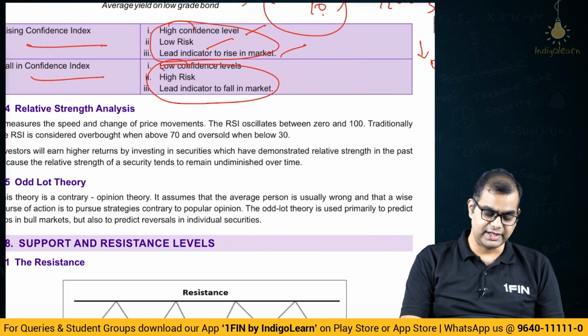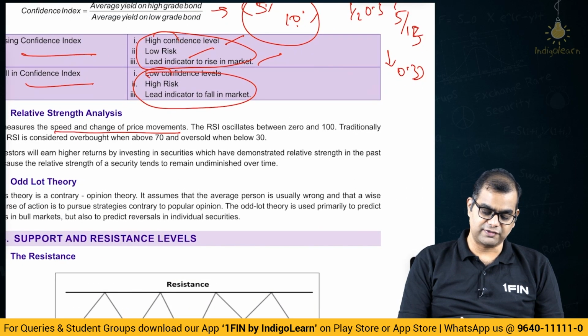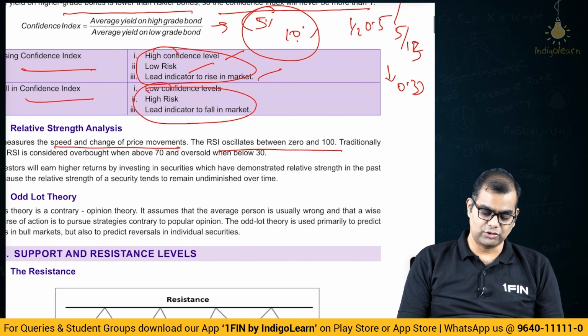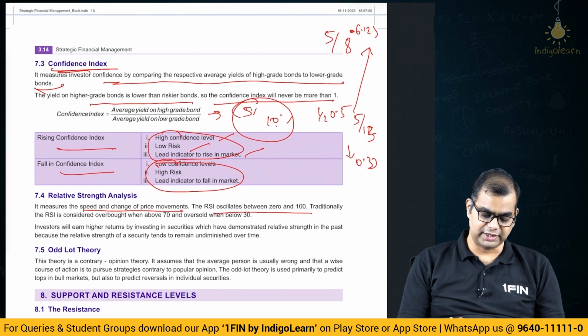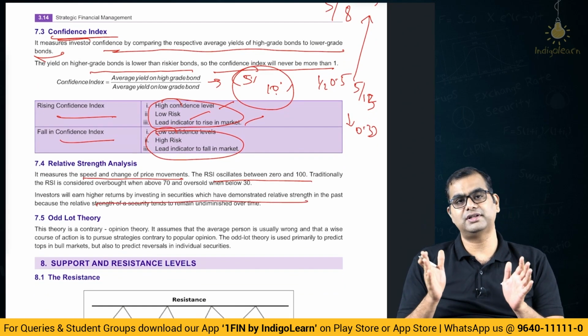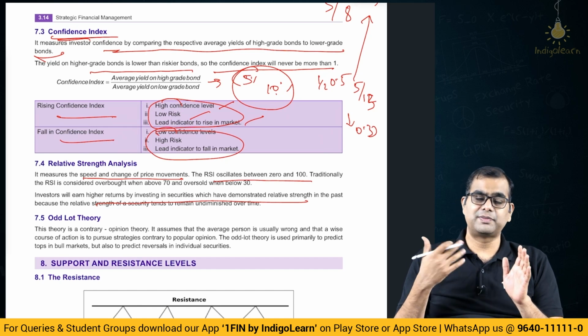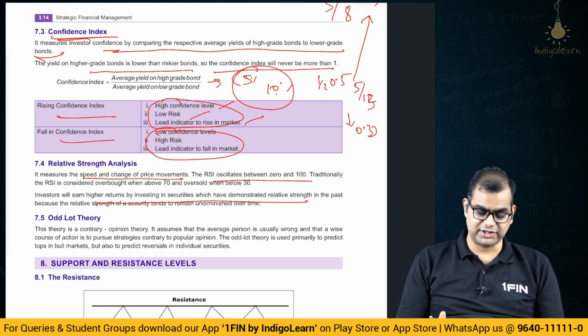Then you have something called relative strength. This measures the speed and change of price movements. RSI oscillates between 0 and 100. Traditionally, an RSI is considered overbought when it is above 70 and oversold when it is below 30. So you try and arrive at a relative strength. How this is done is not part of our syllabus, but I have explained this in my full-fledged classes.